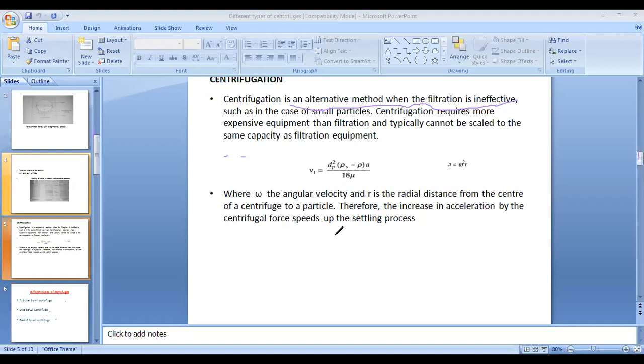So this is the main reason behind the pre-treatment. You know the principle behind centrifugation, so why we use pre-treatment for separating small particles with the help of centrifugation. Next we'll see the different types of centrifugation.